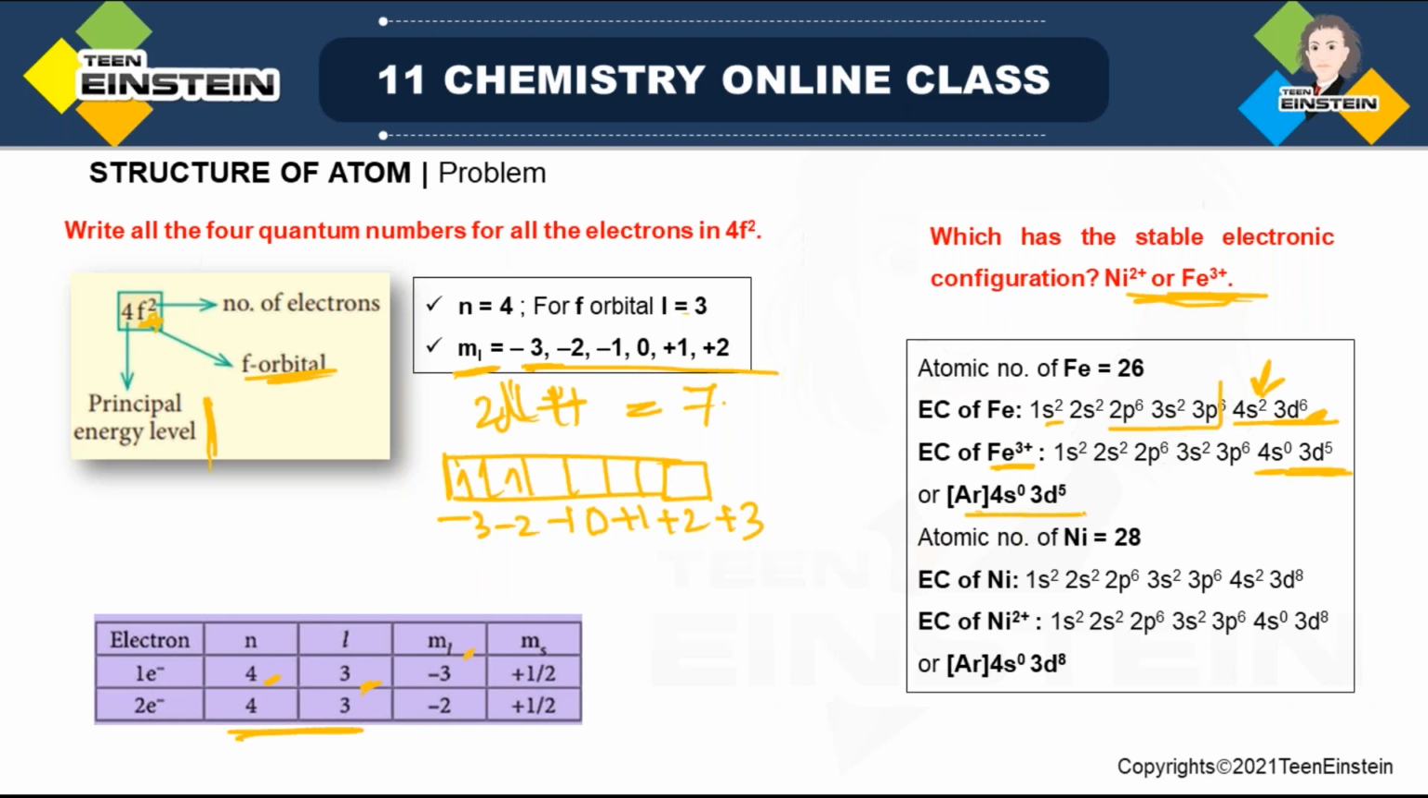You can also write it in this way. For nickel, atomic number 28, that means after argon, atomic number 18, 10 more electrons should be there. So 4s2 3d8. But when it is Ni2+, 2 electrons will be lost from 4s. So it is 4s0 3d8. Now just compare these two, 4s0 3d8 and 4s0 3d5. We know a half filled configuration is always stable. So that is why the configuration of Fe3+ will be stable compared to Ni2+.